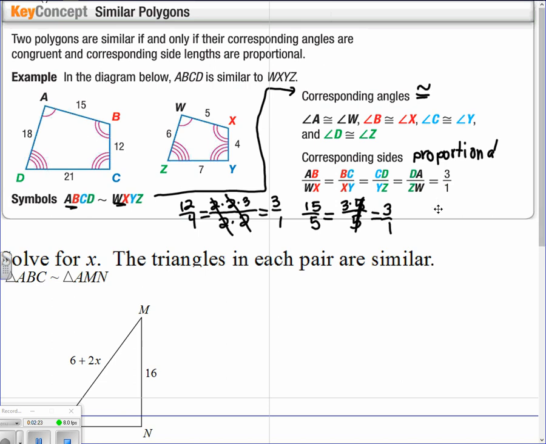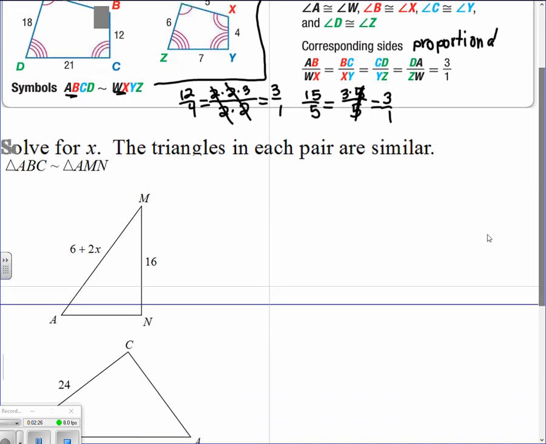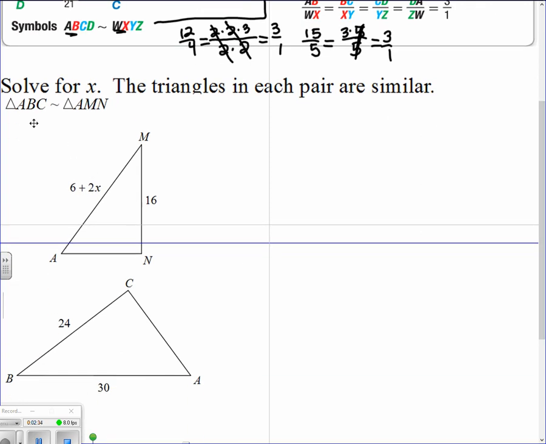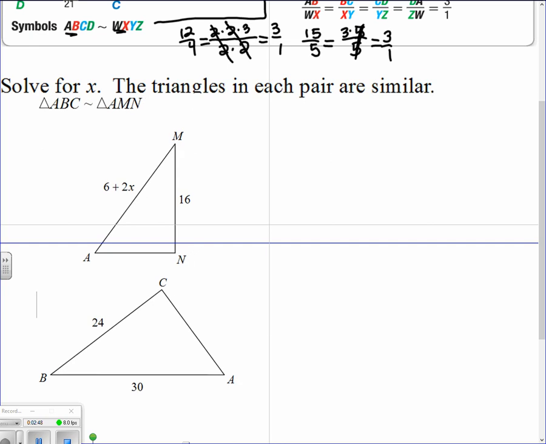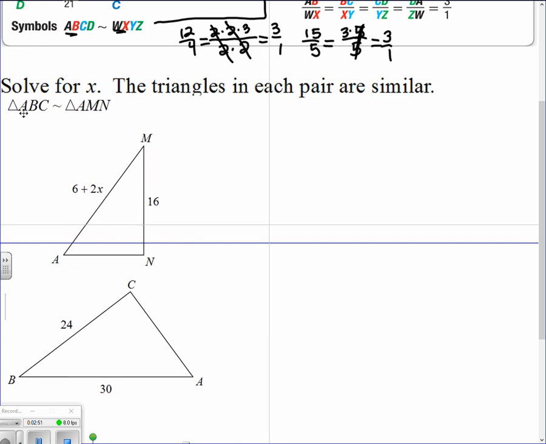Okay, now let's do a problem. For x, the triangles in each pair are similar. So what we know is that triangle ABC is similar to AMN. Now I know all the angles will be congruent. So I know that angle A will be congruent to angle A, angle B will be congruent to M, and angle C will be congruent to angle N. But notice they're not asking me about the angles, they're asking me about the sides.